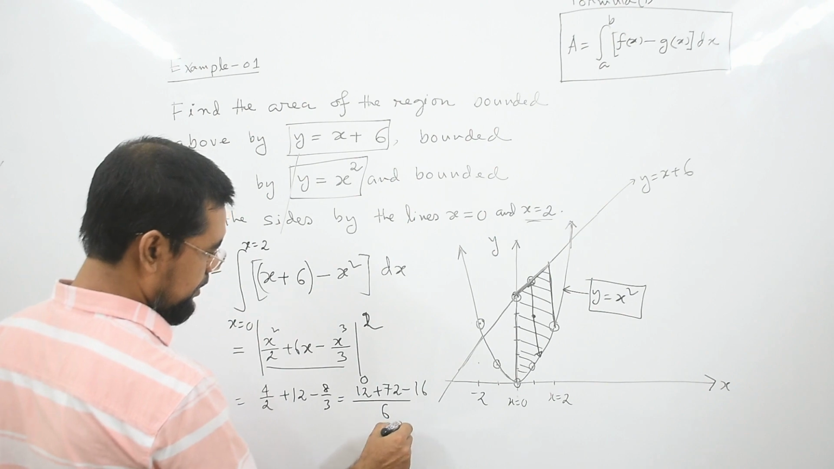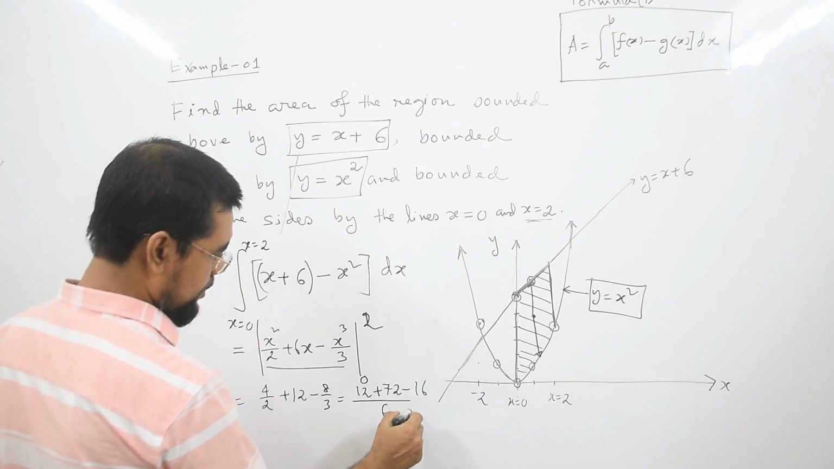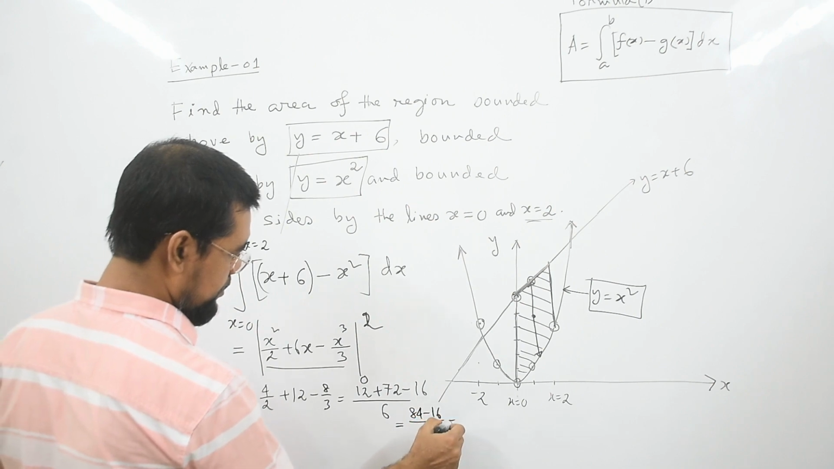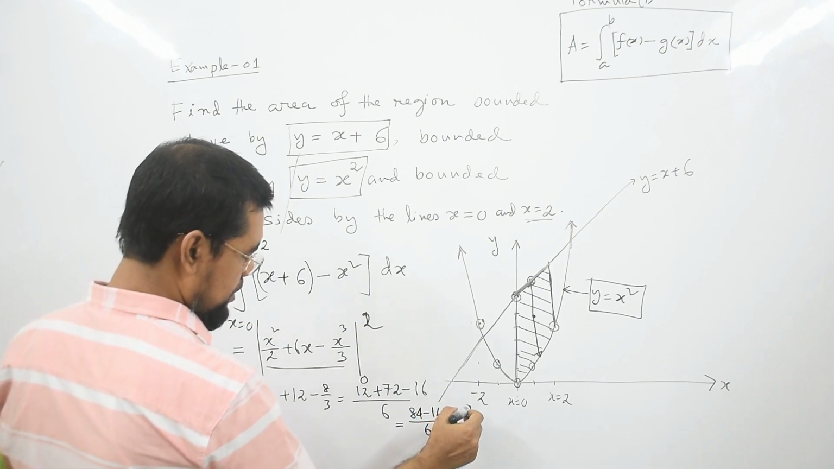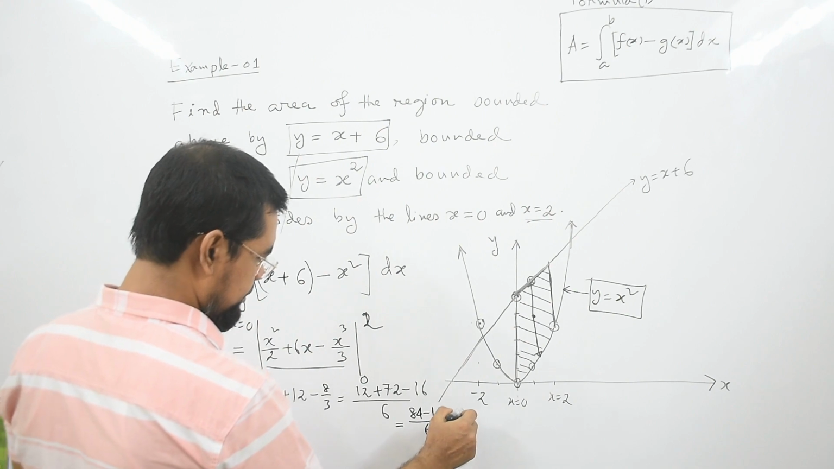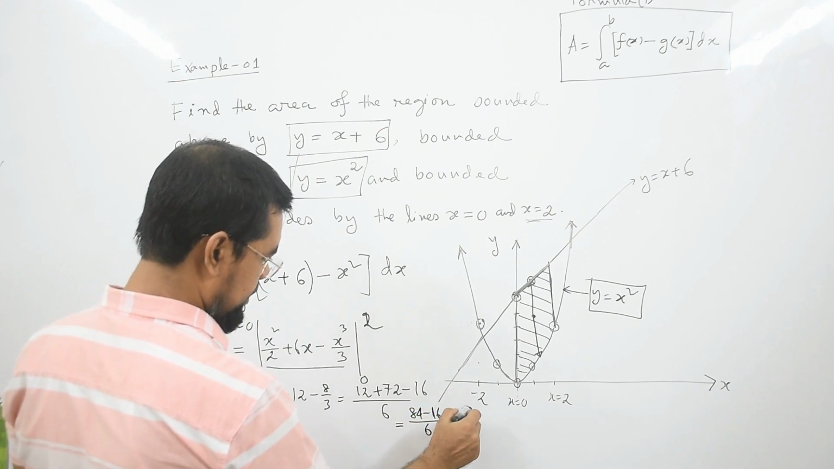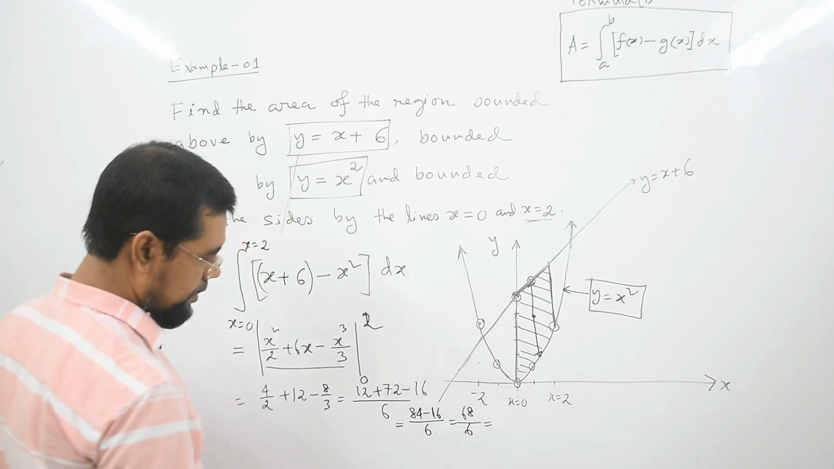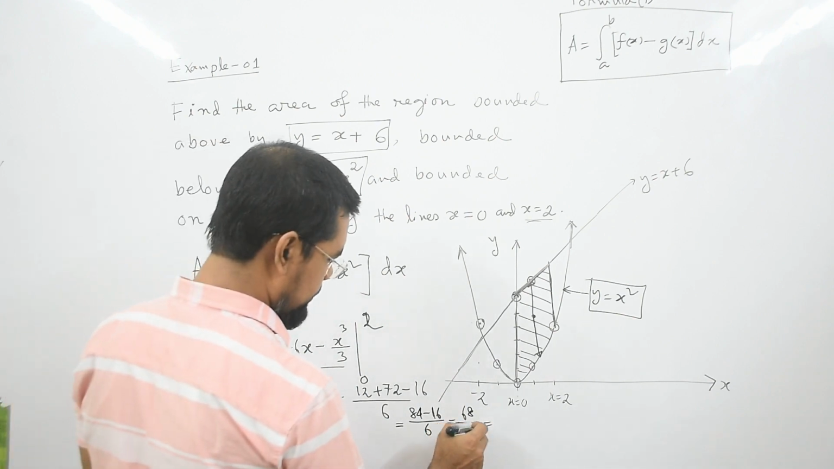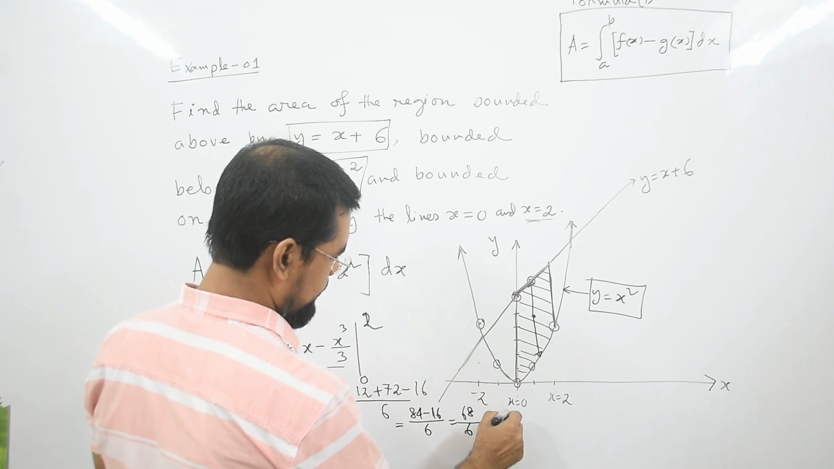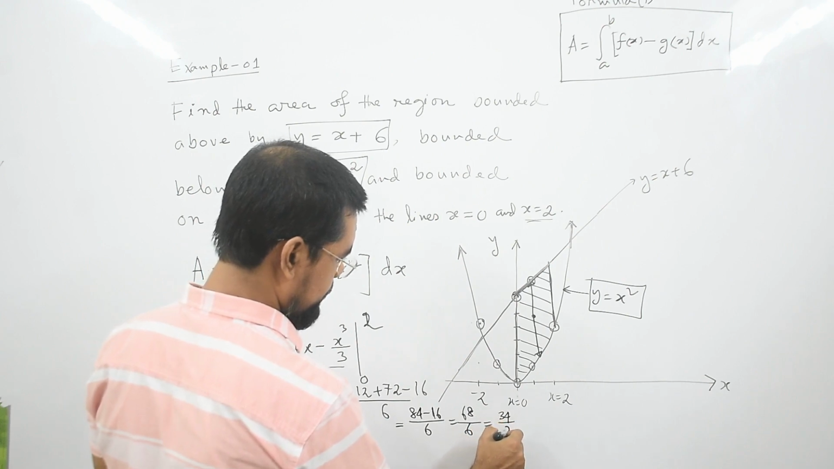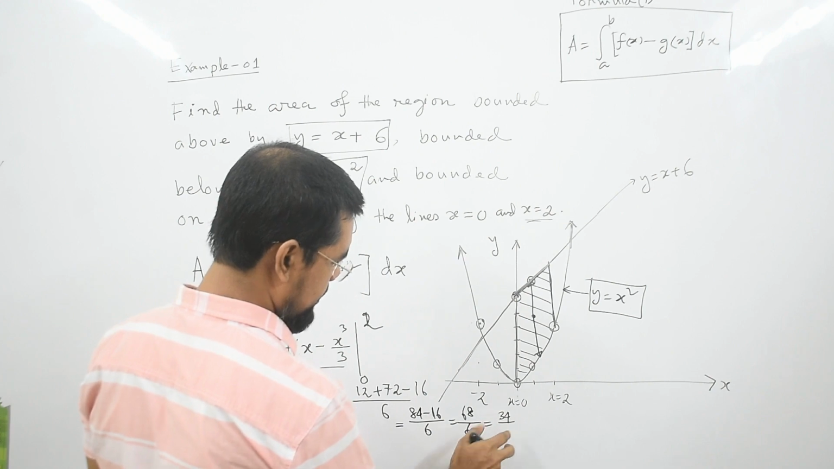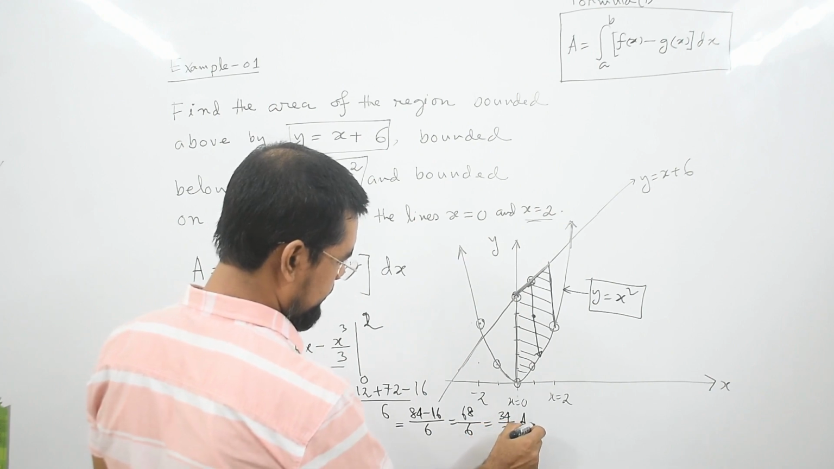So this equals 84 minus 16 divided by 6, which is equal to 68 divided by 6, which is equal to 34 divided by 3. So this is the answer.